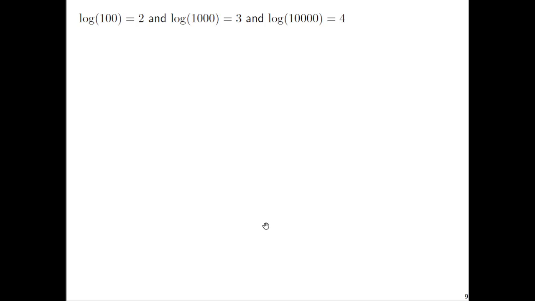All right, so one other application I want to bring up: log base 10 of 100 equals 2, and log base 10 of 1000 equals 3. That was the one we just computed. Log base 10 of 10,000 is equal to 4, right? Because 10 to the what equals 10,000, and that what would be a 4.